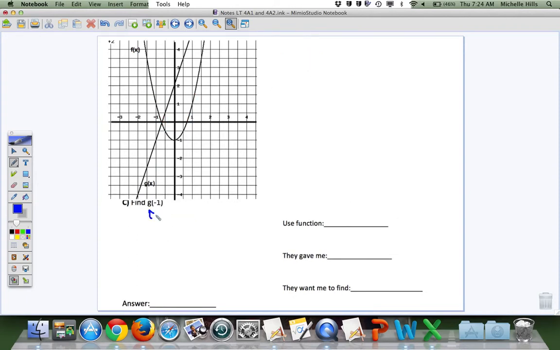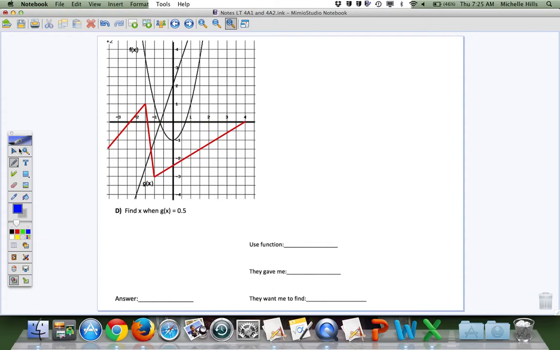So use function g. They gave me the number inside the parentheses, so they gave me x, which means they want me to find y. So they asked me to find g of -1, so g of -1 equals something. So I'm going to use the line because that's function g. Here's where x is -1. I'm going to go down to my function and then go across and find my y value, which is also -1.